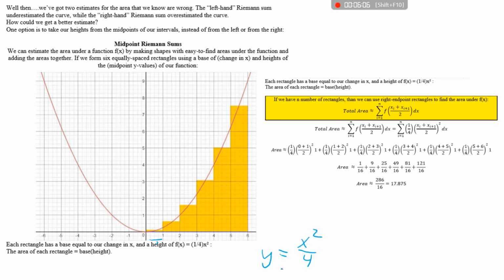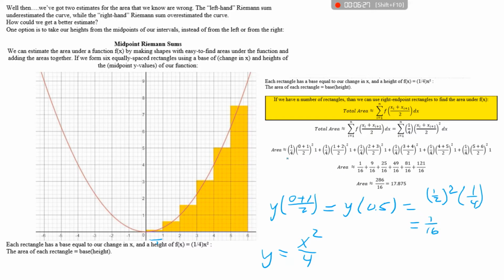So my first rectangle would be for my y value, y at my average of 0 and 1, which is y at 0.5, or 1/2 squared divided by 4 is 1/16. Times 1 gives me 1/16 for my total area here. Okay, and I keep adding all of those areas together until I get my final answer.